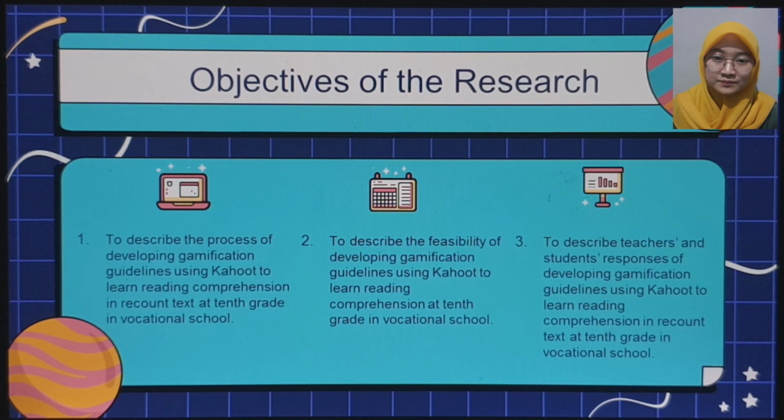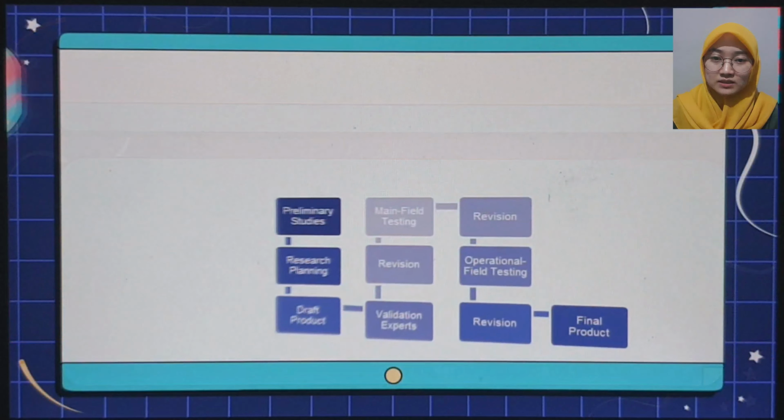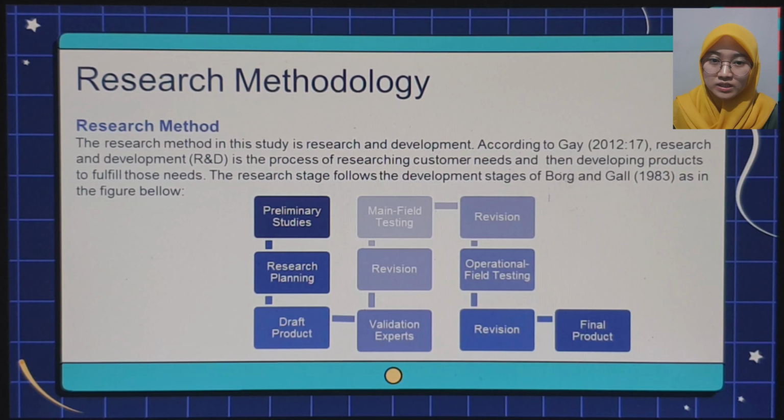Okay, next, research methodology. In research methodology, there are research method, research subjects, and research instrument. Research method: the research method in this study is research and development. According to Guy in 2012, research and development, or R&D, is the process of researching customer needs and then developing products to fulfill those needs.